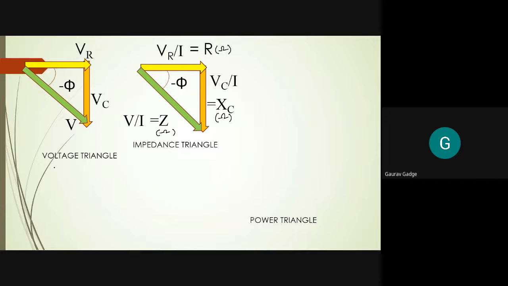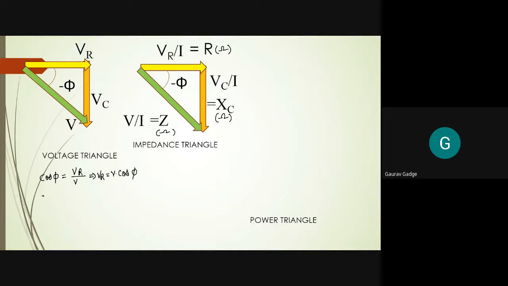Now let us write the cos of phi from this. So cos of phi will be again adjacent side upon hypotenuse. Adjacent side is VR, hypotenuse is V. Implies VR is equal to V cos phi.